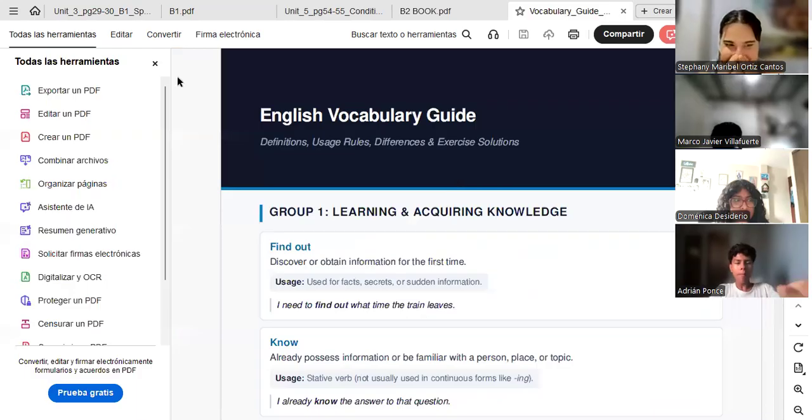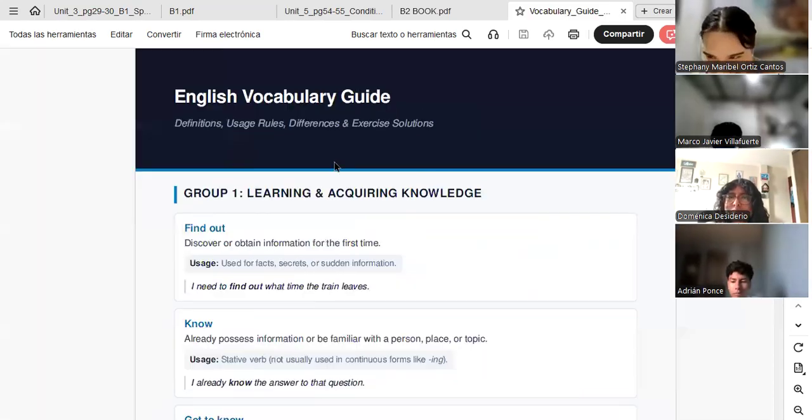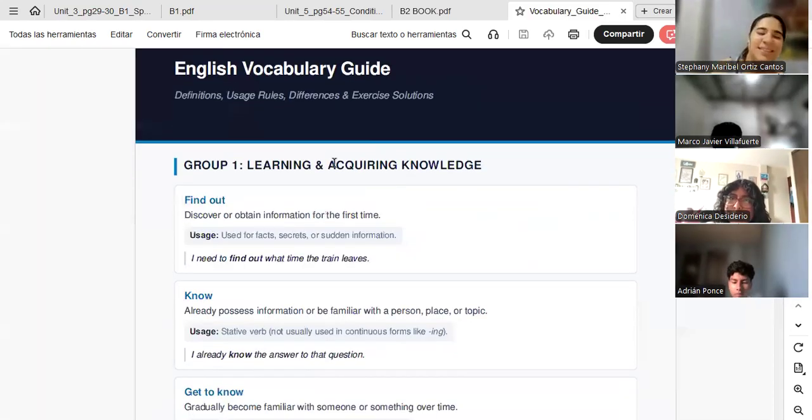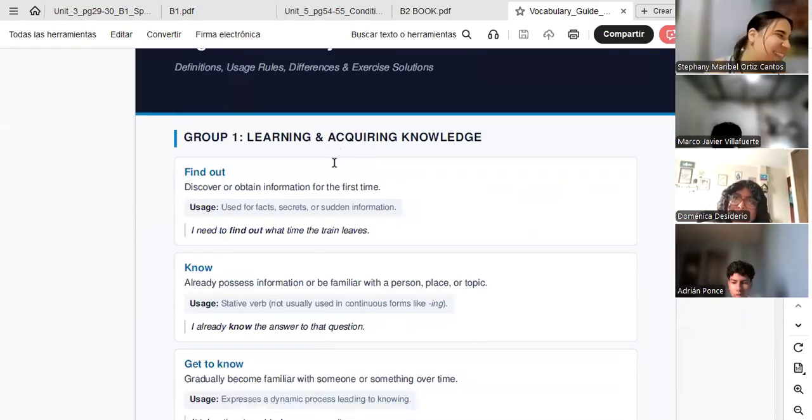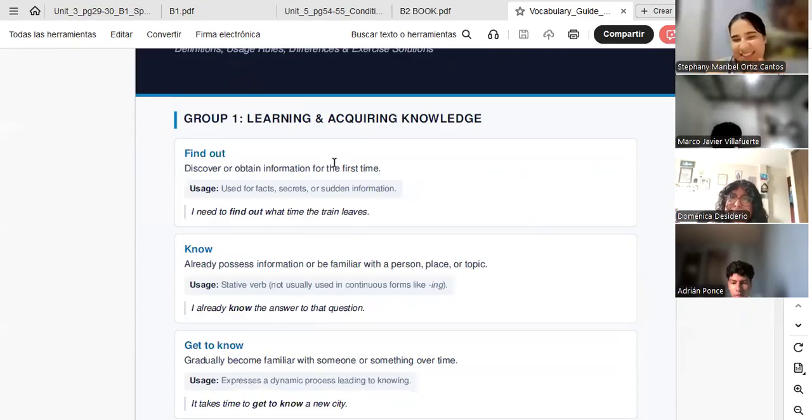So here we have the explanation of the words and the differences. Please take notes, probably these words are going to appear in the second quiz, okay? So keep it in mind. So as we mentioned, find out: discover or obtain information for the first time. Tener información por primera vez, descubrir. I need to find out what time the train leaves. Necesito saber o descubrir a qué hora sale el tren.